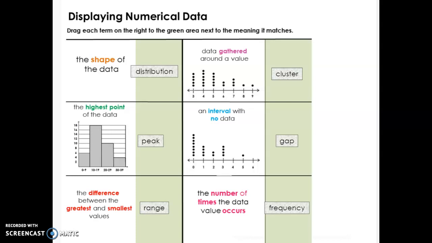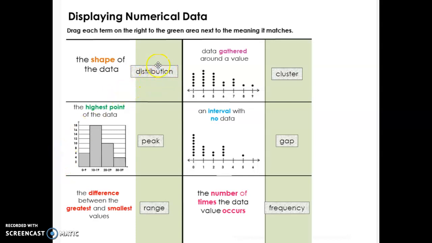So today we are going to continue talking about statistics, and we are going to talk about how we display numerical data, so data points that are numbers, and we're going to be focusing on histograms, which we'll talk about in a moment. But before we do that, there are just some definitions to make sure we're okay with.